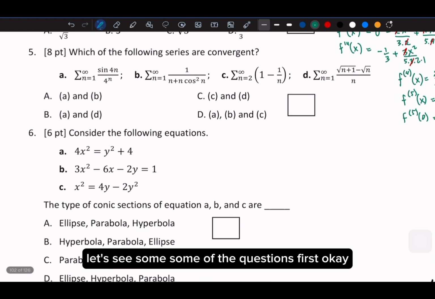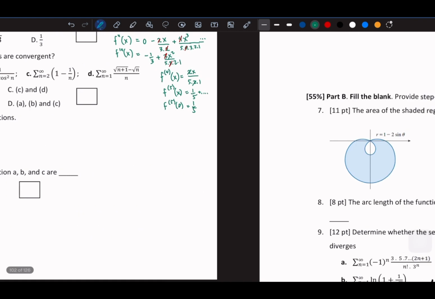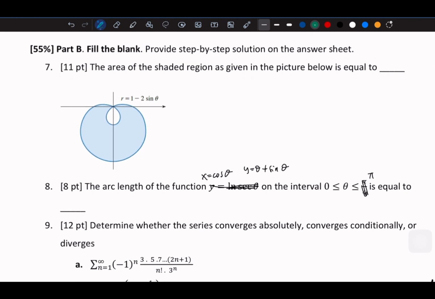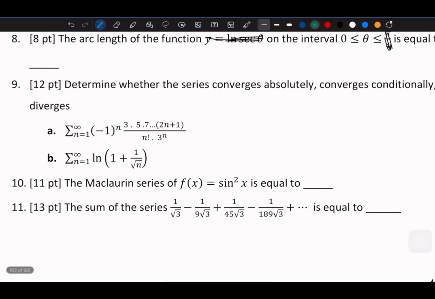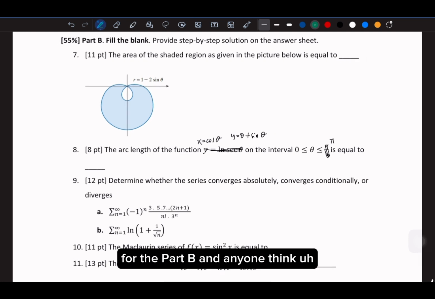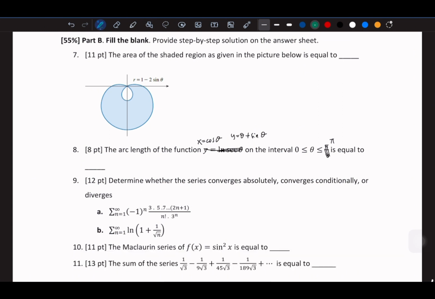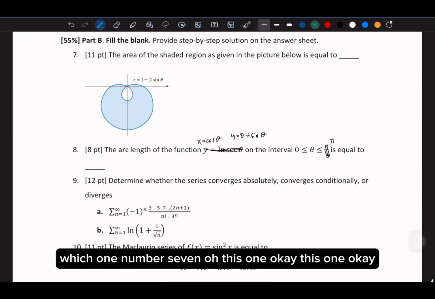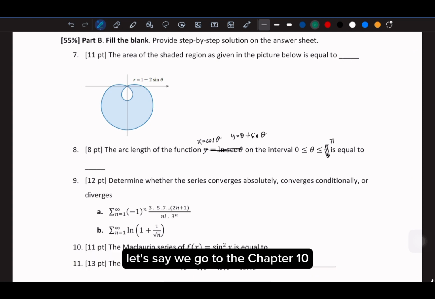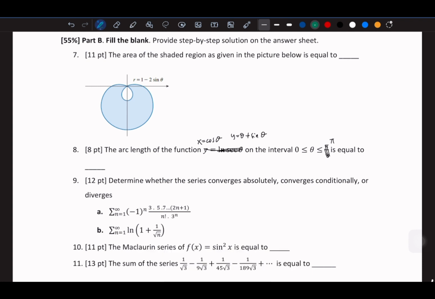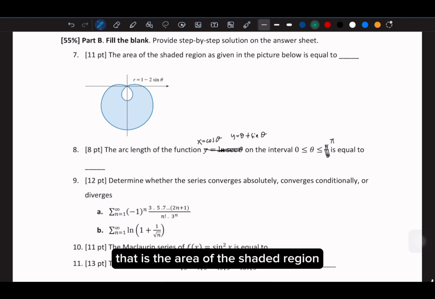Okay, maybe let's see some of the questions first. Okay, how about this one here? For the part B, does anyone think which one we should discuss first? Which one do you need right now? Which one? Number 7. Oh, this one? Okay, this one. Okay, let's go to chapter 10. That is the area of the shaded region.